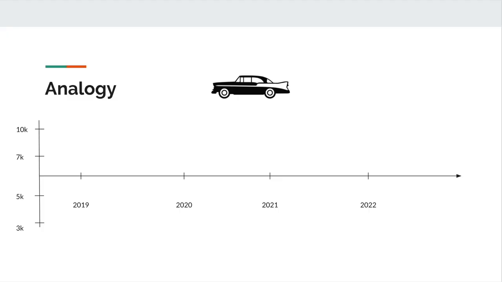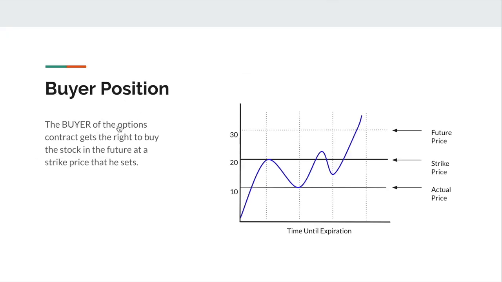Hopefully you can base it back on this analogy and kind of understand what's going on. So let's move on to buyer position versus seller position and what's in it for both parties. In the buyer position, the buyer of an options contract gets the right to buy the stock in the future at a strike price that he sets.